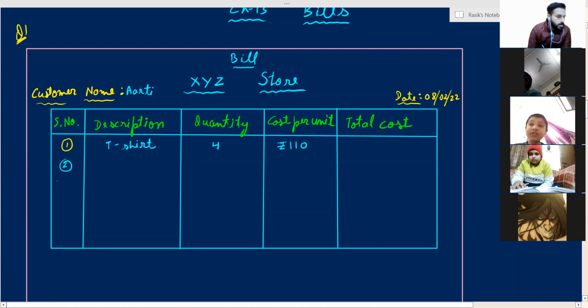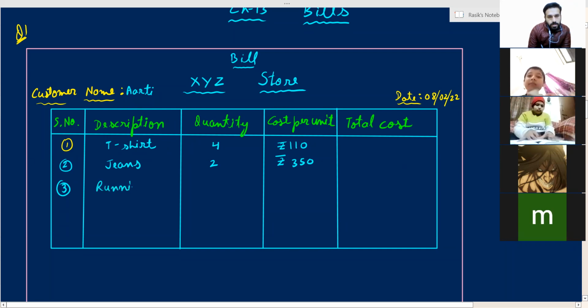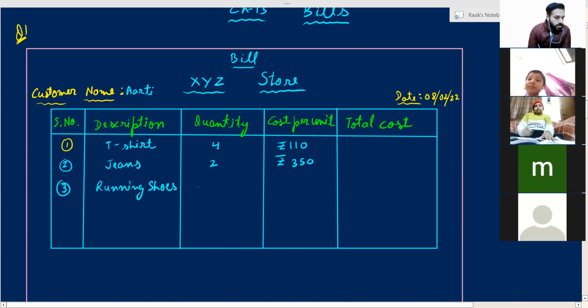Jeans. Okay. Sir, jeans, second column. Pair of jeans, quantity two, cost per unit rupees 350. This is the cost of each pair of jeans. Okay. Third one. Sir, third one is running shoes. Sir, quantity one. Running shoes, rupees 780. Yes, beta, you have to make it in the form of a table.